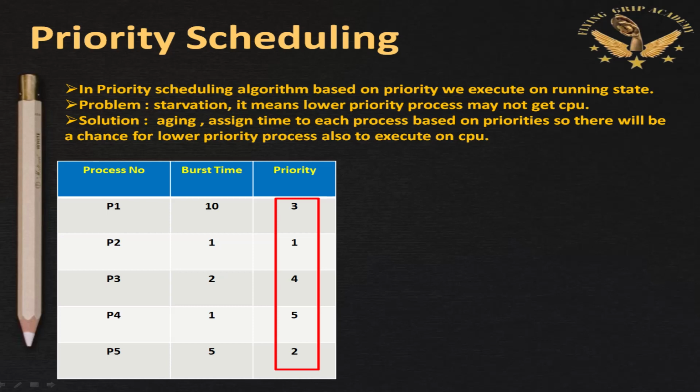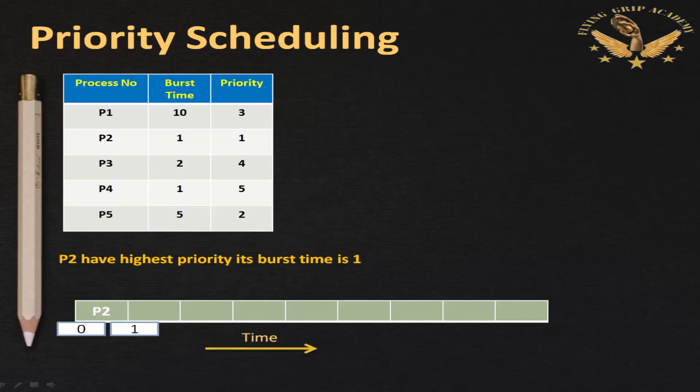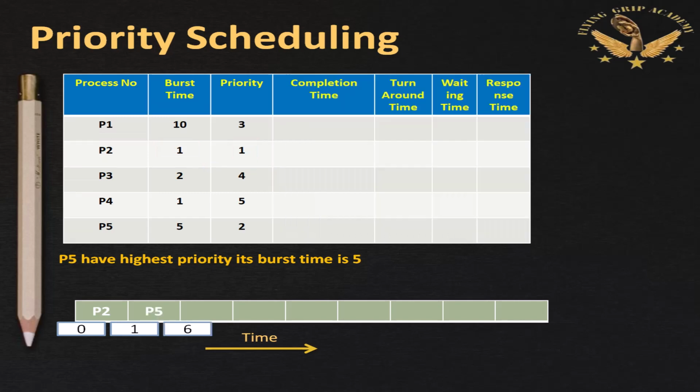So here, if you consider the chart, P2 has the highest priority, but its burst time is 1. Like that we are going to execute the processes. Next we execute P5, which has priority 2. Based upon priority 2, we allow P5 to execute its burst time, 5. So we have executed 1 plus 5, which is 6.